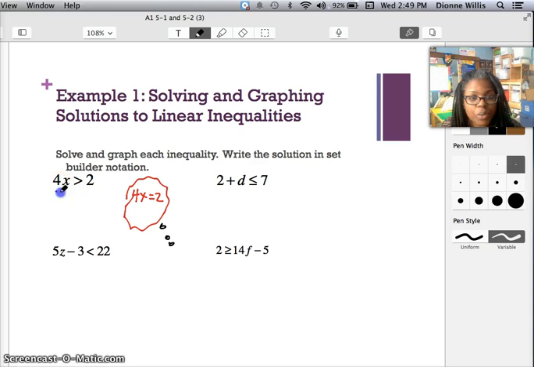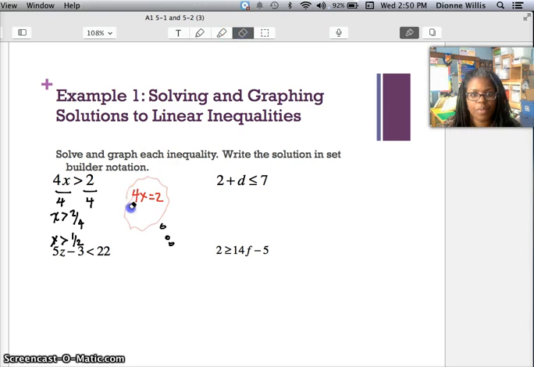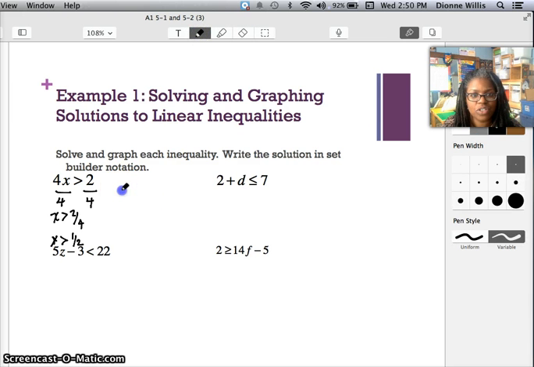Awesome. All right, so we're going to divide both sides by the coefficient, which is 4. When I do that, x is greater than 2 over 4, which means that x is greater than 1/2. So the answer here in terms of set builder notation is all x such that x is greater than 1/2. Not a big deal. But to graph this, we need a number line.